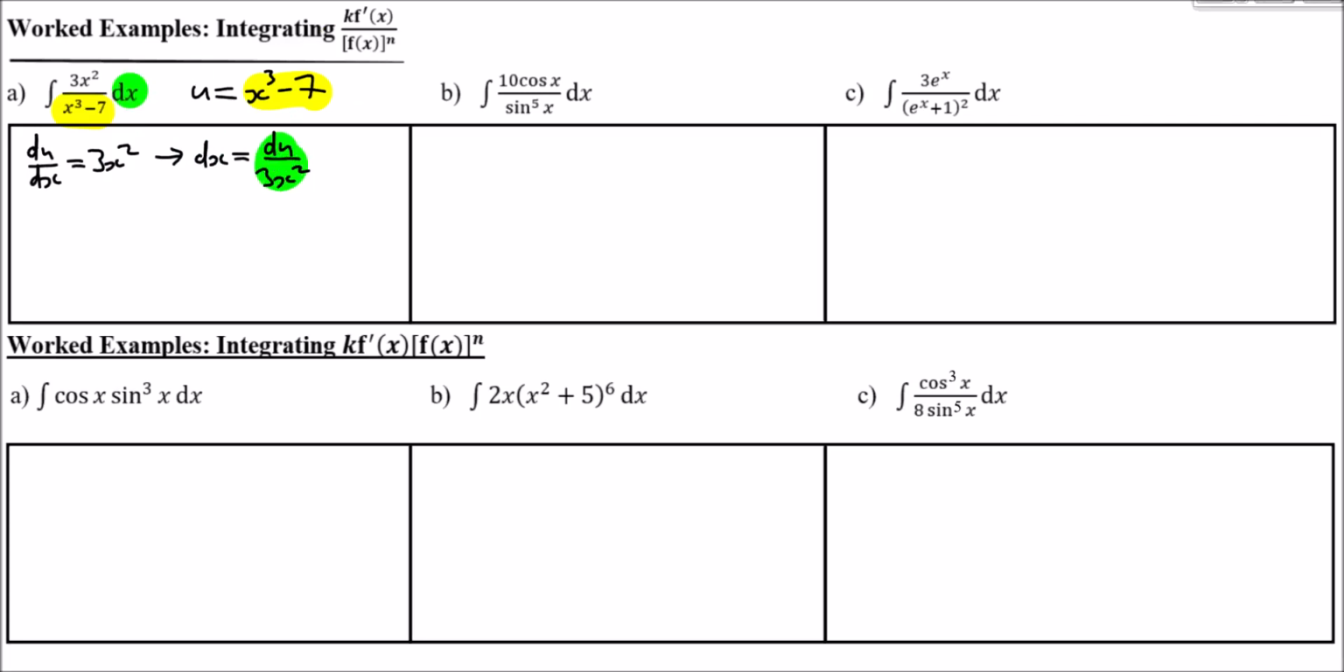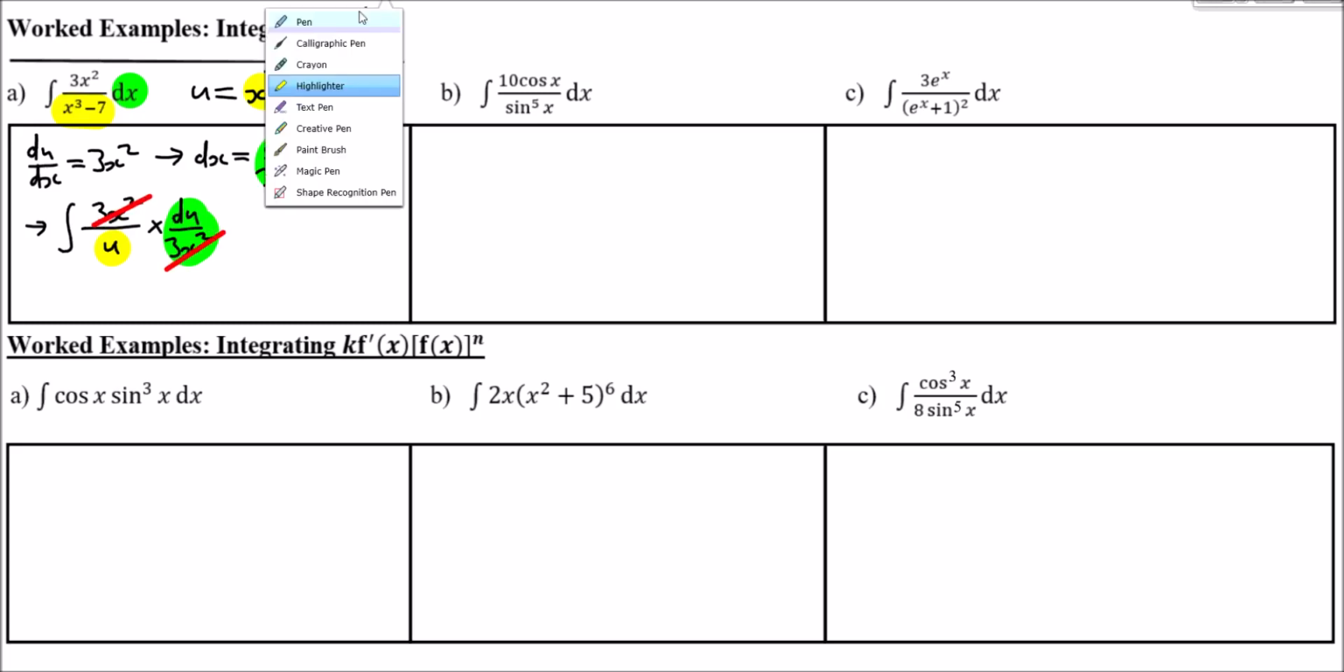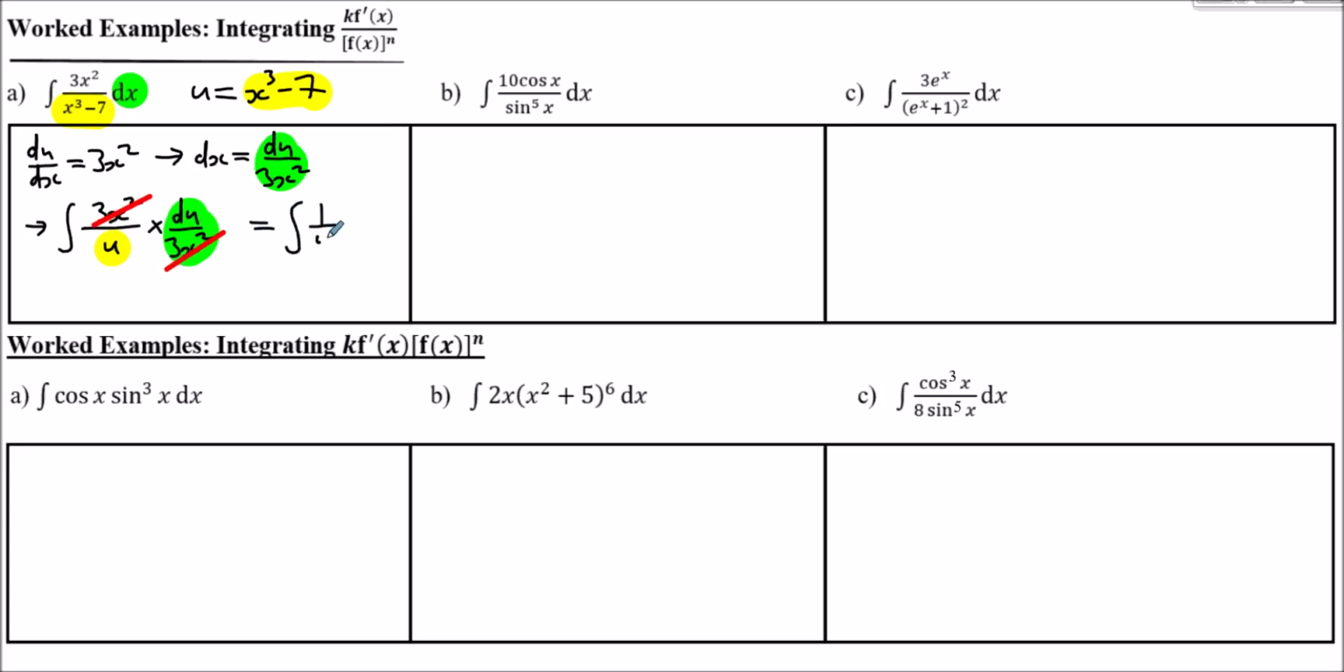So dx becomes this, and the integral transforms. We'll leave 3x squared as it is. x cubed minus 7 we said was u, and dx is now going to become du over 3x squared. Hopefully you can see that the 3x squared will cancel nicely with that 3x squared, and so it just becomes much easier. I'm now simply integrating 1 over u with respect to u.